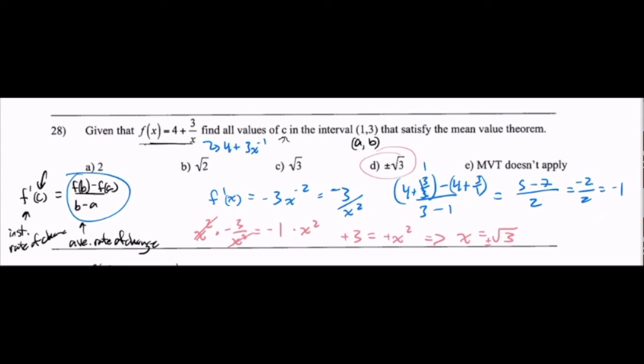Square root 3 doesn't follow the interval? Yeah, exactly. That's what I was going to say. The interval is from 1 to 3, and this is plus or minus. So yeah, it wouldn't be that one. My bad. It would only be positive square root of 3.